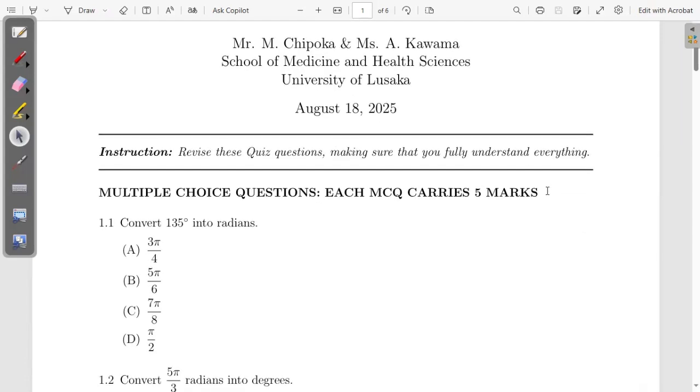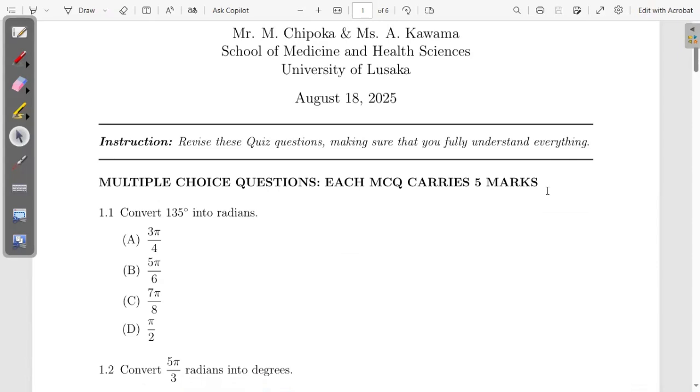There are about 20 questions here, and they're on trigonometry and differentiation. We're going to answer all of them. Let's start with question one.